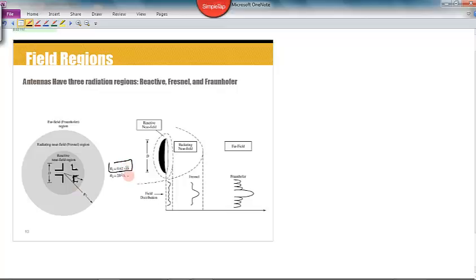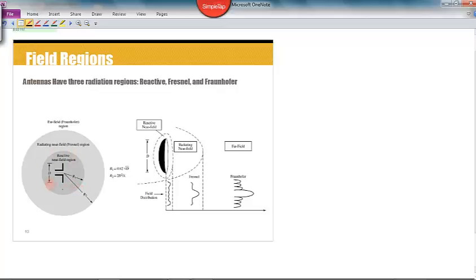So that's R1 there, where D here is the largest dimension of the antenna. And of course, actually, yeah, D is just the largest dimension of the antenna.